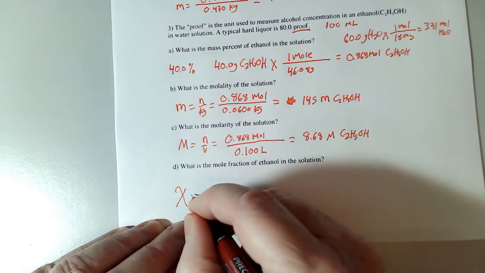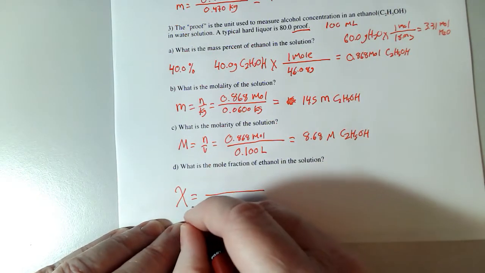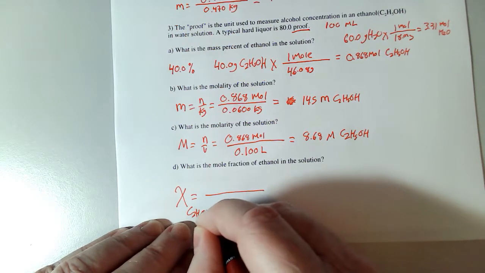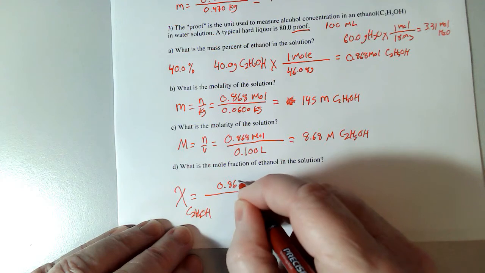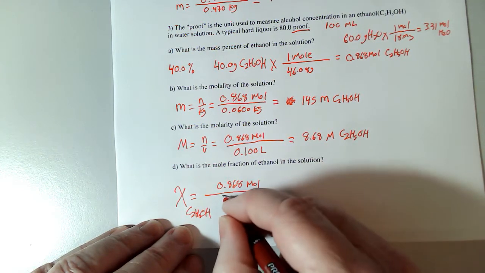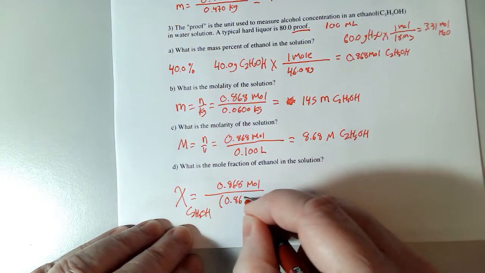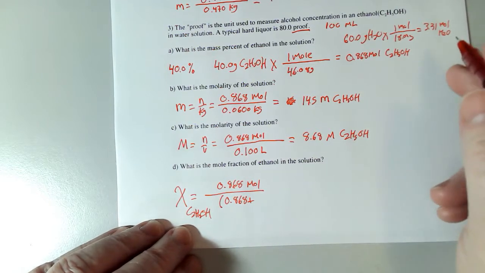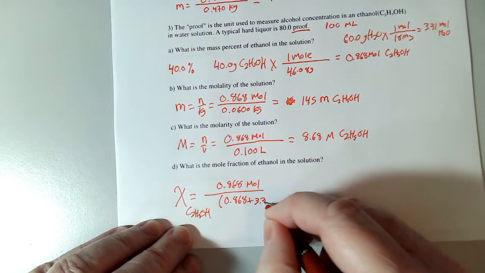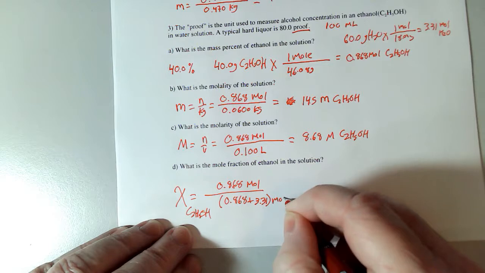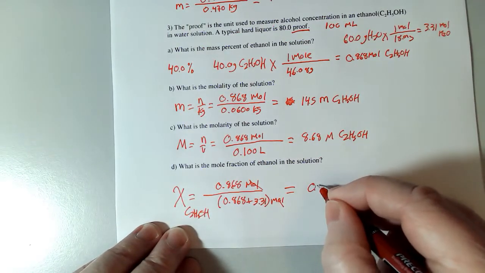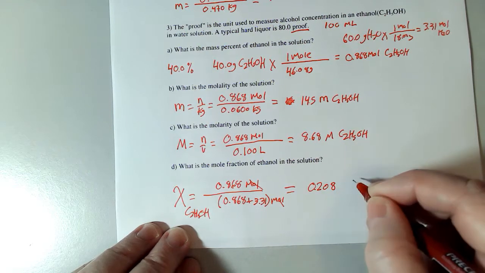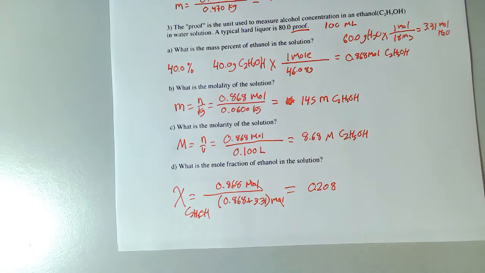And the mole fraction would equal, I could do it, C2H5OH. I could use a little subscript there. 0.868 moles over 0.868 plus the 3.31 moles. Moles cancels, and that's 0.208 without a unit. That is dimensionless.